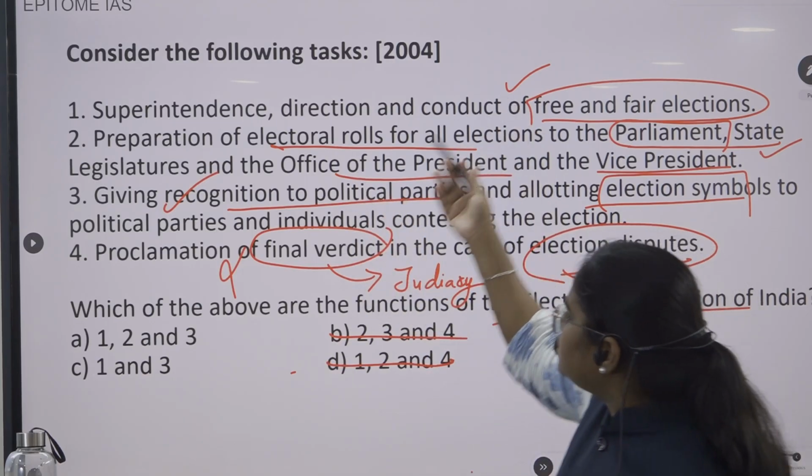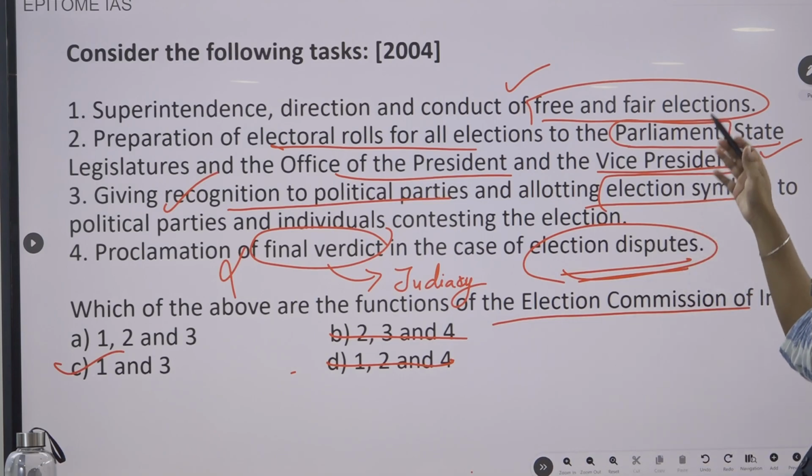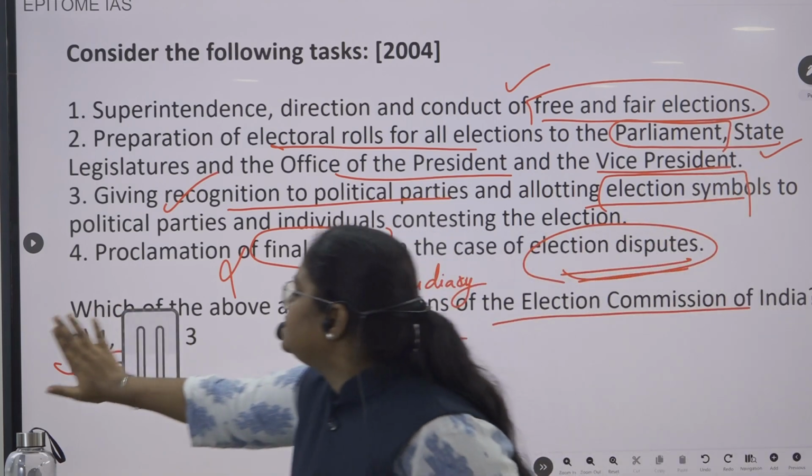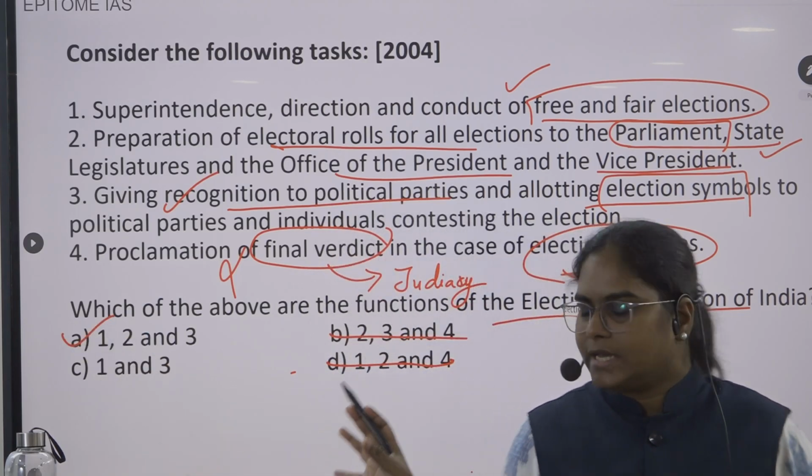3 is there, 1 is there. 1, 3. Option C. No, wait. 1, 2, 3. Option A is the correct answer. Okay, option A is the correct answer.